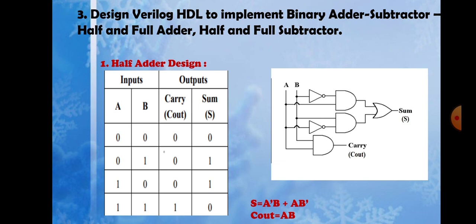So you can also see the circuit diagram of half adder design. By seeing the table, we can write the sum expression, that is A bar B plus AB bar, and the carry out expression will be AB.